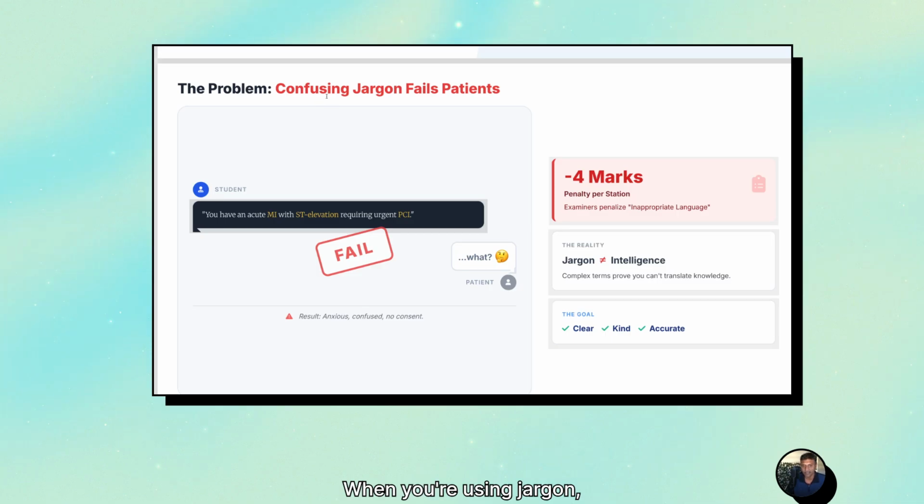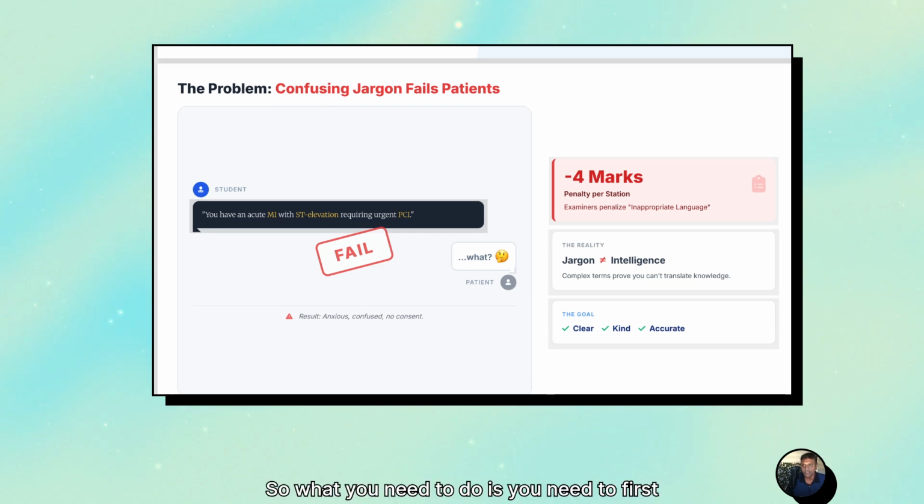So let's see why jargon is important. When you're using jargon, you're actually going to confuse your patients. For example, you say you have an acute MI with ST elevation requiring urgent PCI. The patient, who is a lay person, will have no idea what acute MI is, what ST elevation is, and what an urgent PCI is. The patient becomes anxious, confused, and will not give you consent for anything you ask. So usually you lose marks. Sometimes you might waste time and that might cause failure in the exam.